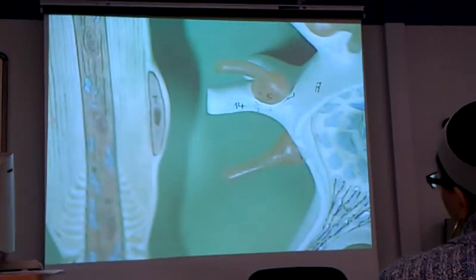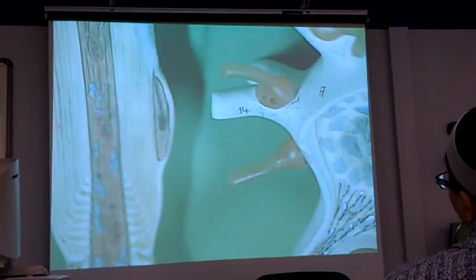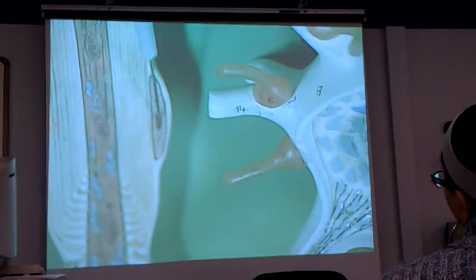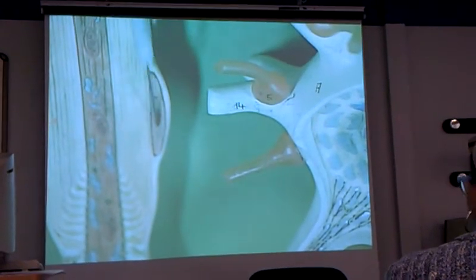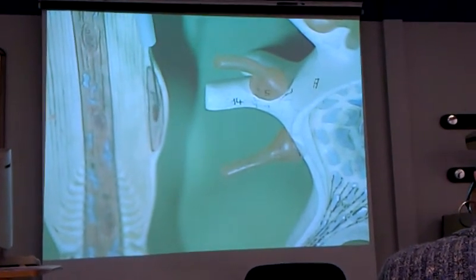Okay, then, over to the side here, you see what looks kind of like an oval-shaped cell. You can see the nucleus in the middle. This stands for the Schwann cell with the nucleus.